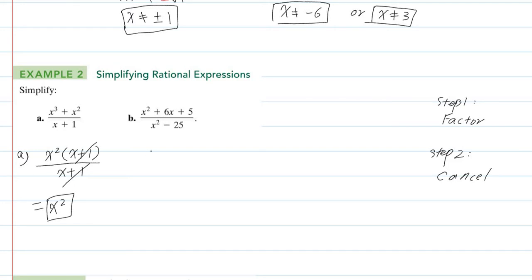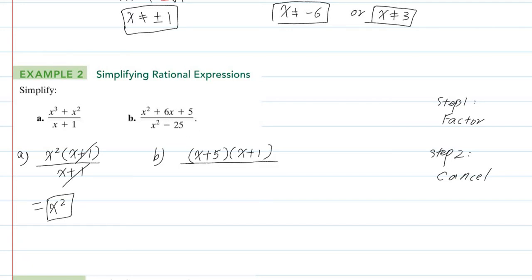Alright, so let's look at part B. If we look at this, we have x squared plus 6x plus 5 over x squared minus 25. So we follow the same steps. Step 1, we're going to factor the numerator, which will give us x plus 5 and x plus 1. We factor the numerator.